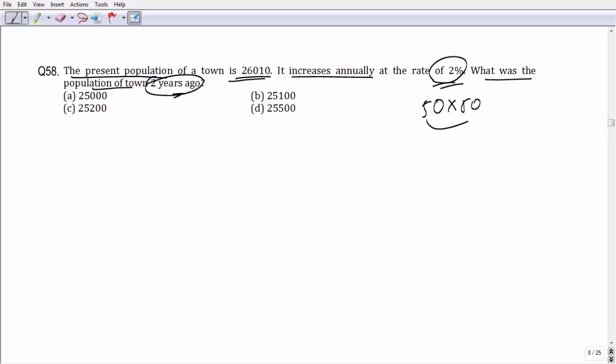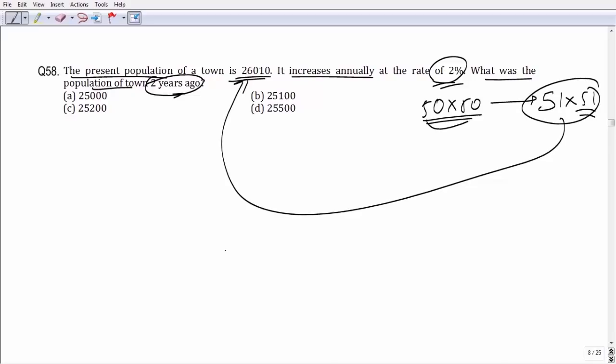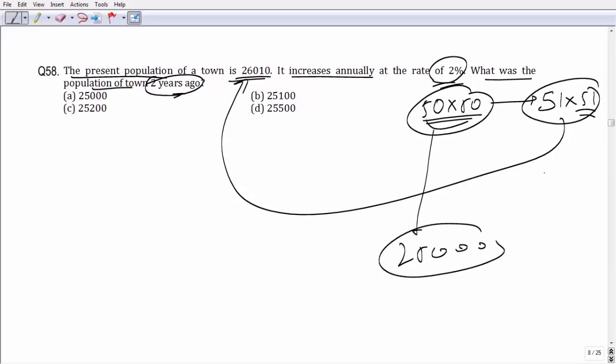But let's just not calculate it right away, because in the end, the final calculation always turns out to be easier. So with that view, we know that a value of 50 into 50 will change into a value of 51 into 51 after 2 years. So this being the absolute value of 26,010, we can say that the value of 50 into 50 would be 25,000, because we know that the square of 51 is 2,601. And with this, option number A becomes your answer.